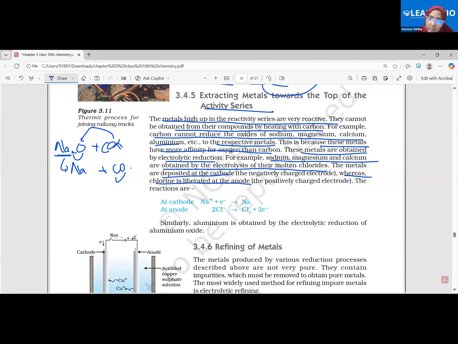Why are we having chlorine here? Because we are reducing what? The molten chlorides, right? At cathode, we will have Na plus plus an electron giving us the pure metal sodium without any impurity. And at anode, 2Cl minus will form chlorine and release 2 electrons.